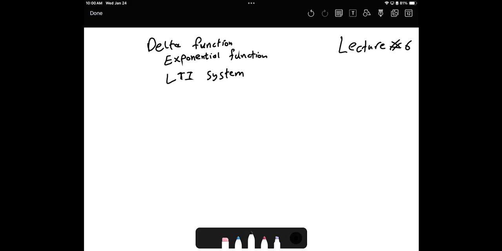So today's lecture, we will continue, try to finish delta function. There are, I think, two properties left. Then go for an example about this. Then discussing the exponential function and the LTI system.